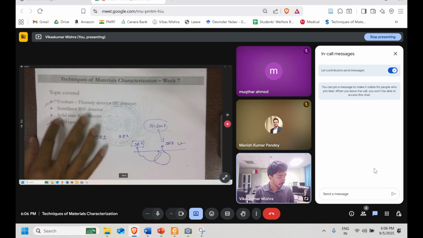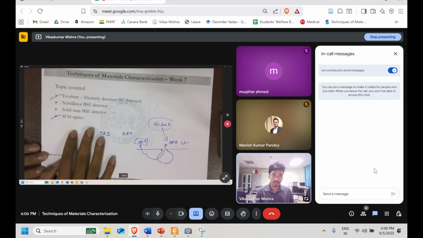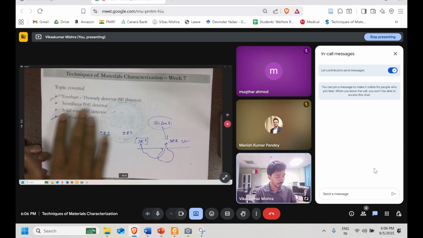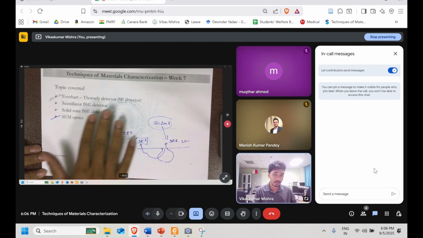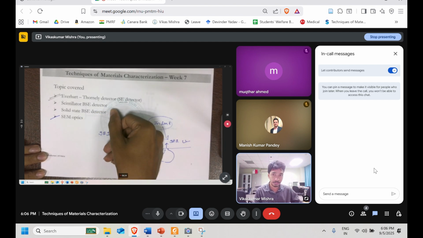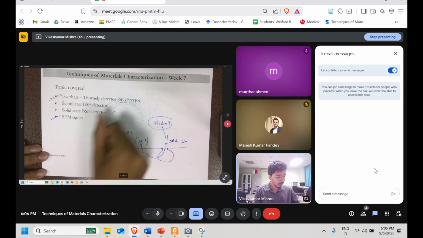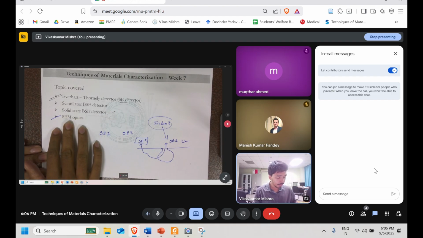These are the list of the concepts that have been covered in this class. We talked about the SE detector, we talked about the BSE detector, both types of BSE detector. And after that, we focused majorly on the SEM optics.